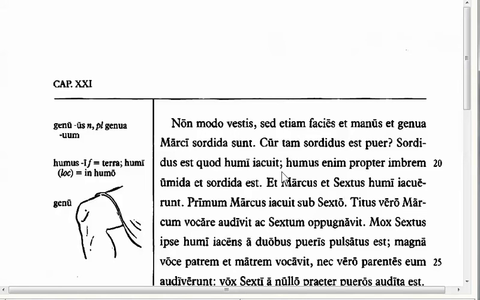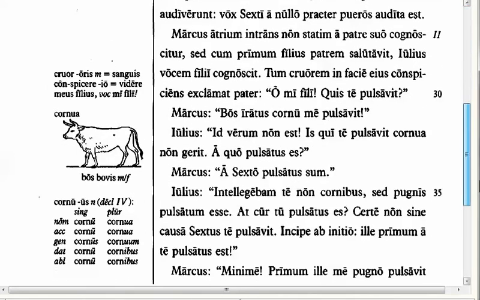Okay, the next feature I want to point out is in line 35. And here we have Julius, who says, Intellegebam te non cornibus sed pugnis pulsatum esse. I understand that you were not hit by horns, cornibus, but by fists. Or I understood that you were hit, not by horns, but by fists.